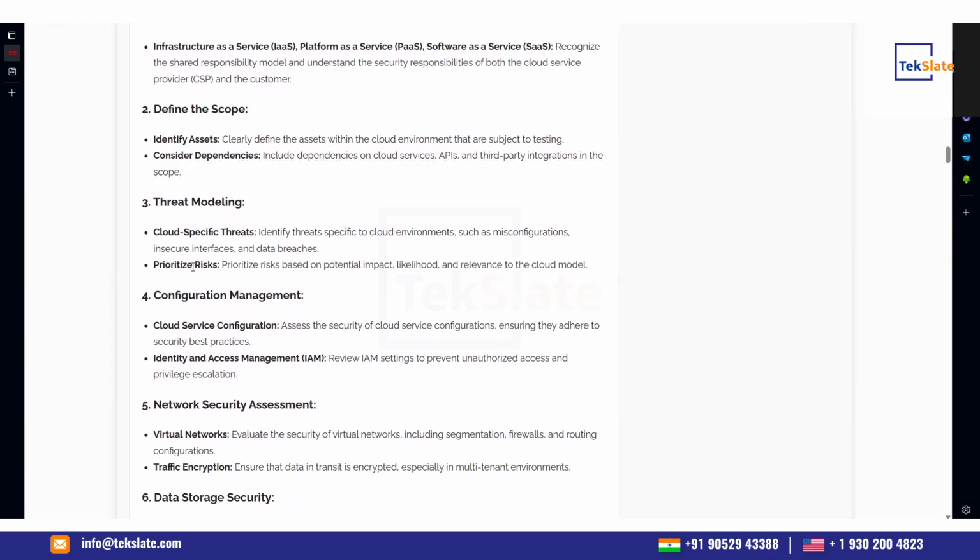The next one is threat modeling, in which we identify threats specific to cloud environments. We'll be searching for misconfiguration, insecure interfaces, and data breaches. We'll find out the misconfiguration in the cloud computing environment and check for the insecure interfaces. We'll prioritize risk based on the potential impact. If there are two risks, one low level and one high level, we'll first work on the high-level risk because it can impact the organization highly. Then we'll come to the low-level risk.